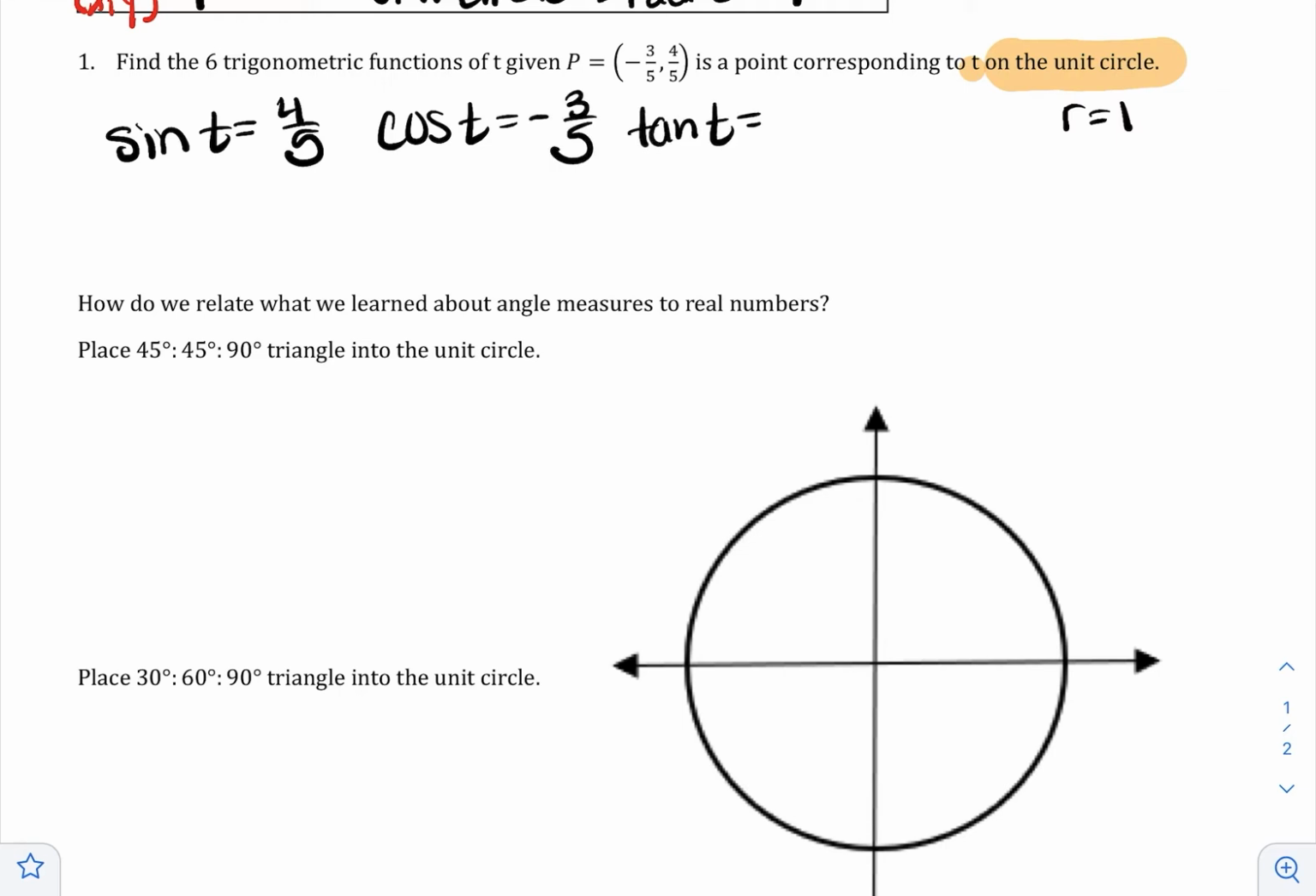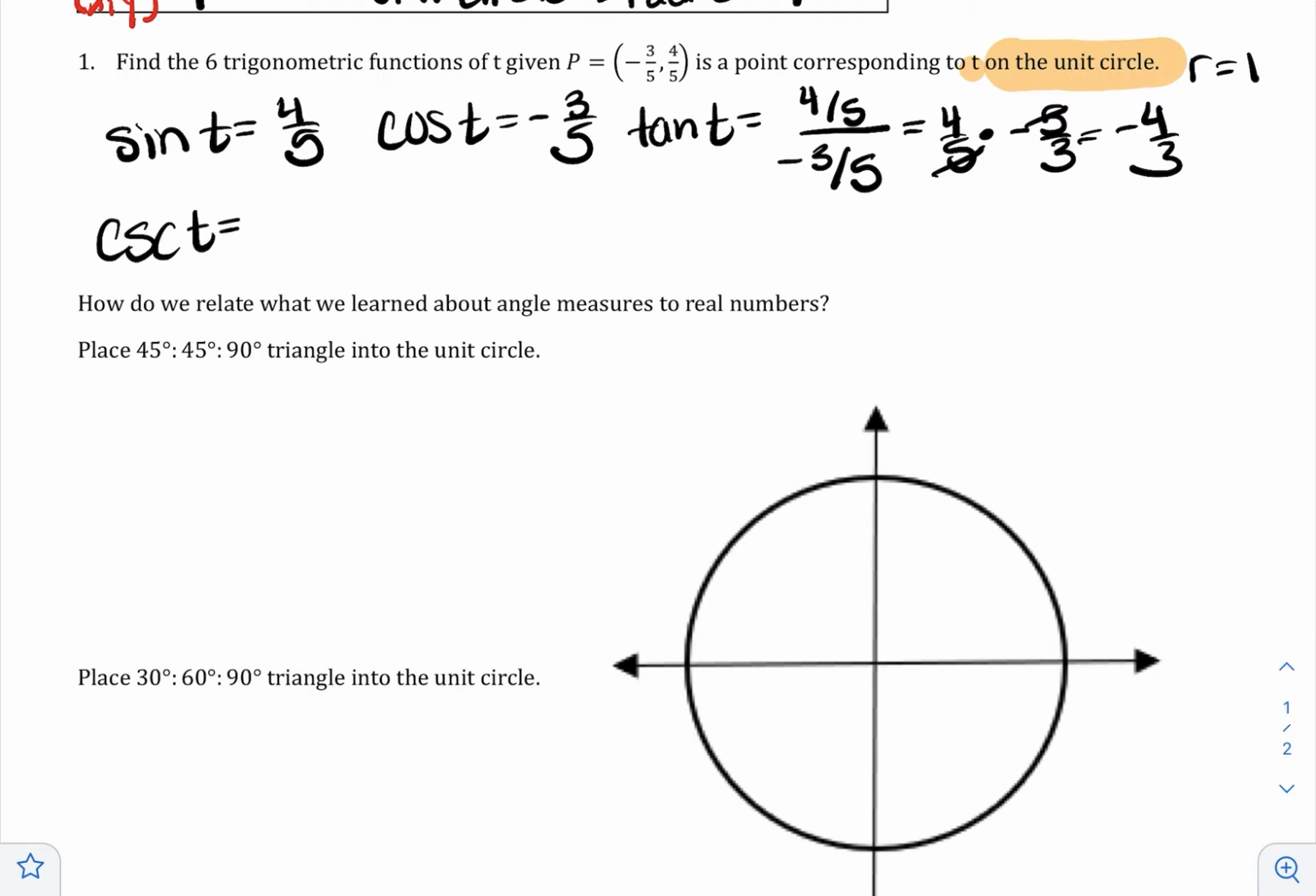tangent of t will be y over x, so 4/5 over negative 3/5. Dividing by a fraction is the same as multiplying by its reciprocal, so I have 4/5 times negative 5/3. The 5's cancel, and I get negative 4/3. The other 3 are super straightforward. Cosecant is the reciprocal of sine, secant is the reciprocal of cosine, and cotangent is the reciprocal of tangent. And we're done.